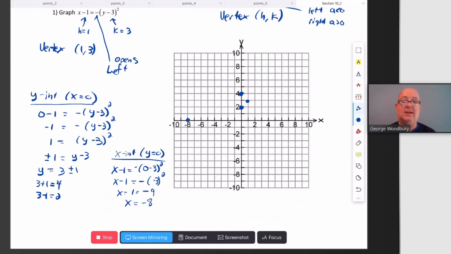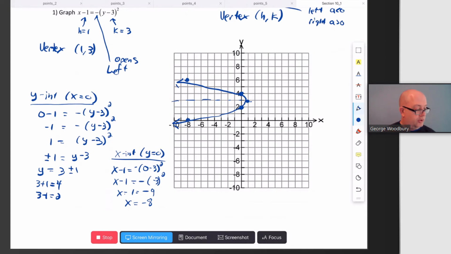So I've got a point here at negative 8. And I know now that my axis of symmetry goes through y equals 3. So that point is 3 below. I can add another point that's 3 above the axis. 1, 2, 3. Like that. Something like that.